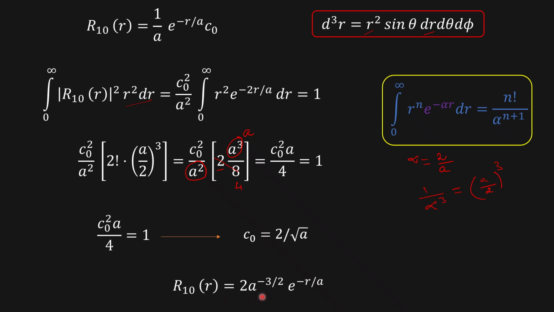So now the normalization constant we have found. You replace this C naught. Already there is 1 over a, here 1 over square root of a. Then this will become a power minus 3 by 2. Already there is 2. Then this exponential term will come. So this is the normalized radial part of the wave function. Hereafter we are going to avoid that normalization process. Just we will find the radial part of the wave function.